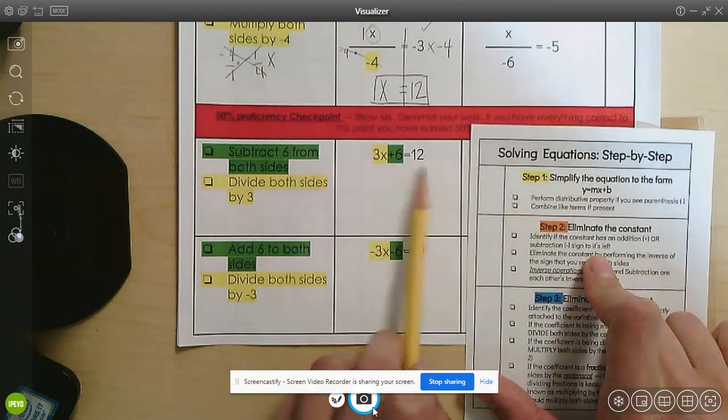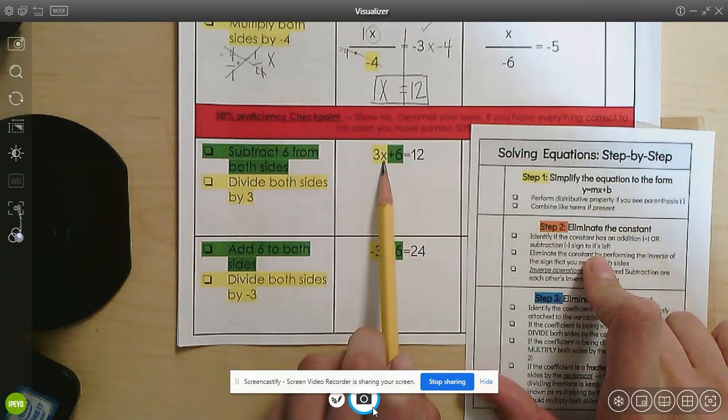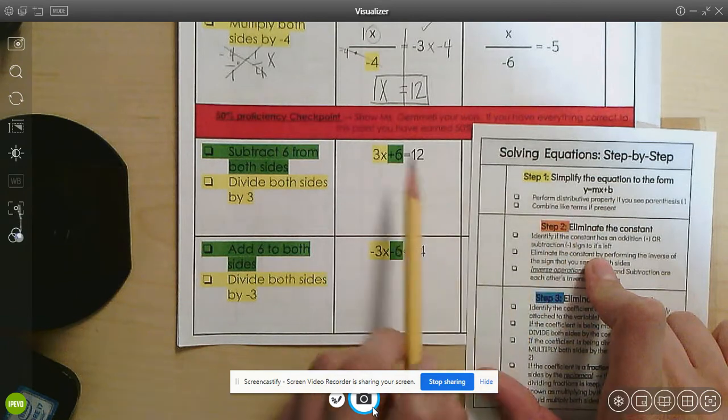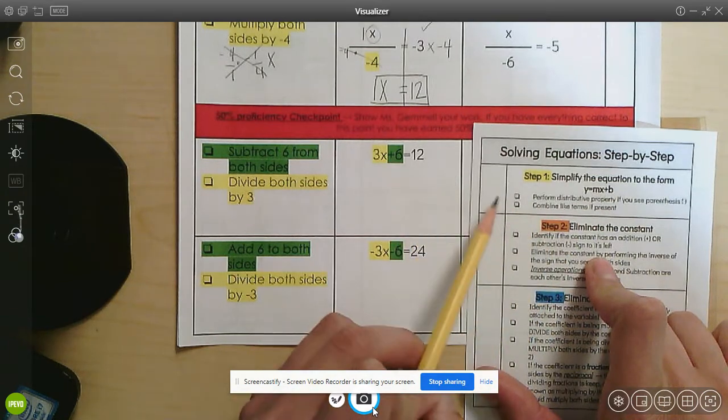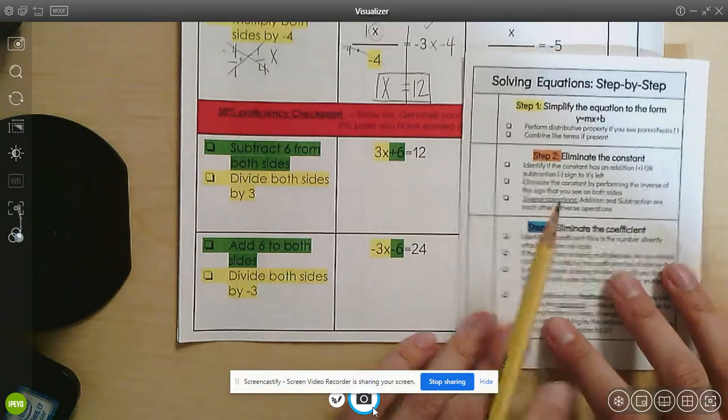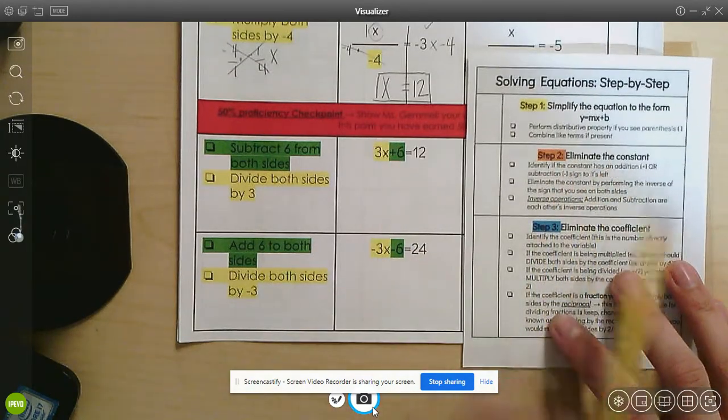Now, this is already in the form of mx plus b equals y. These are the same thing. Okay, these look like they're the same form. So I am done with step 1. So I can move on to step 2, which says to eliminate the constant.